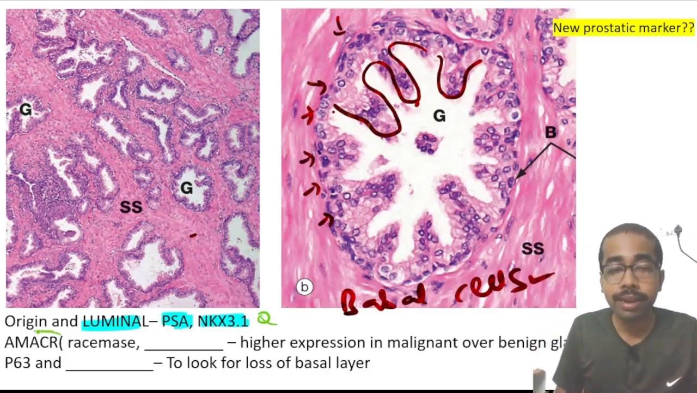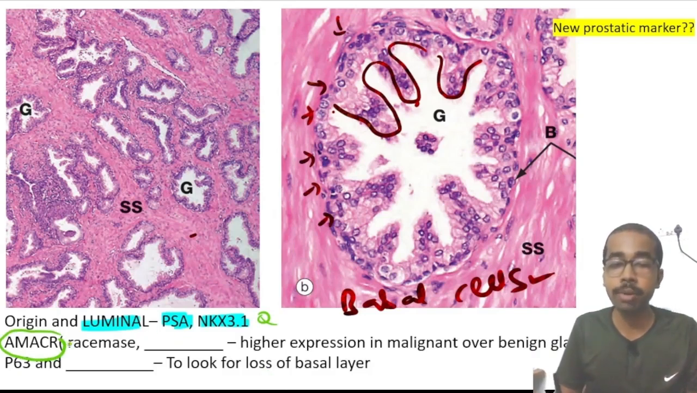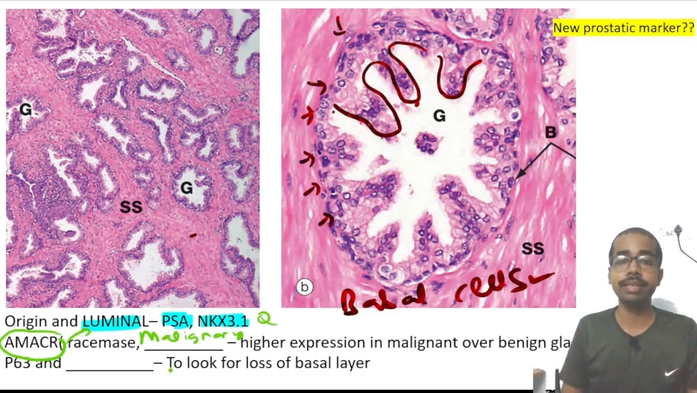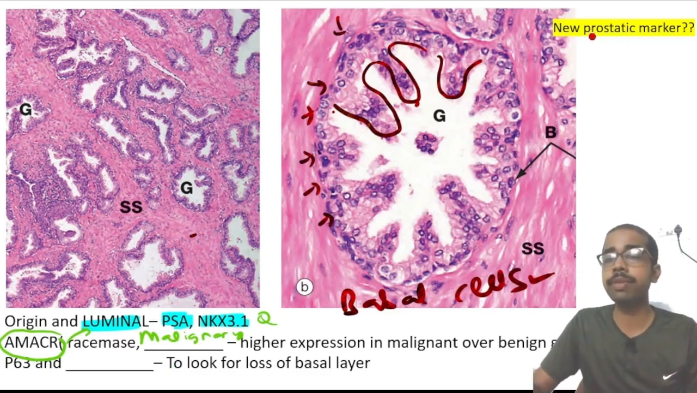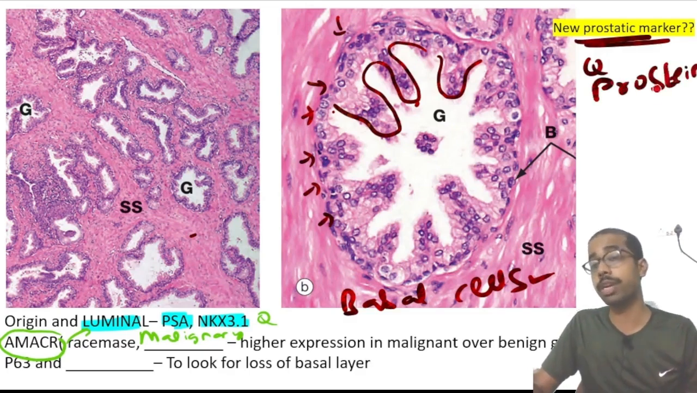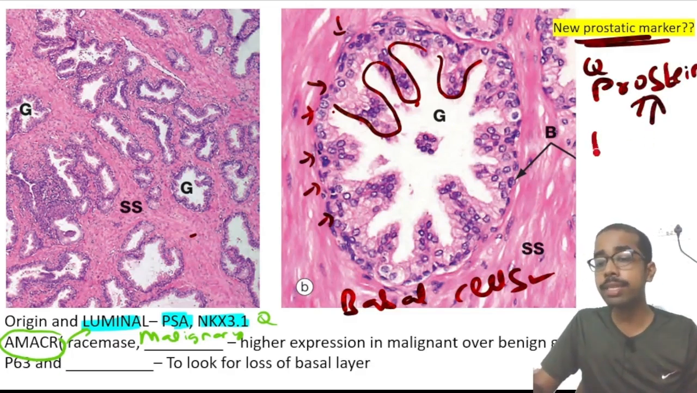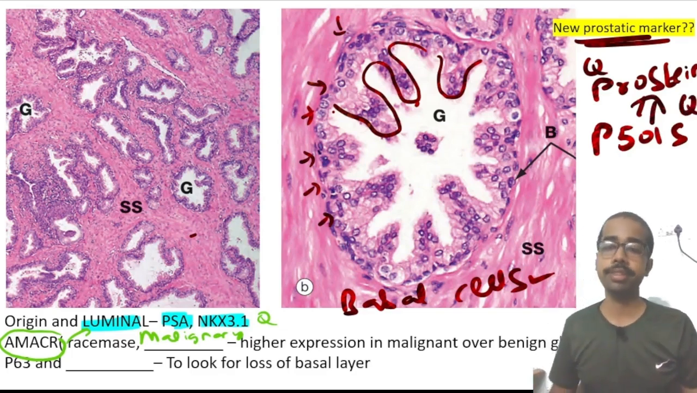Okay, what about AMACR? Will AMACR stain luminal or basal cells? You tell me. Luminal, but only in case of malignancy, right? In case of malignancy, it is staining. And in fact, nowadays they're asking different names of the IHC markers. Like last time they asked, I'm telling you a new prostatic marker, that's the question again, NEET question only. They asked what is the another name for prostein. They don't ask what is the new prostatic marker. They ask what is the another name of prostein. You need to know that it is a new prostatic marker and another name is P501S. That was a NEET assess question. Last NEET assess question. Clear?